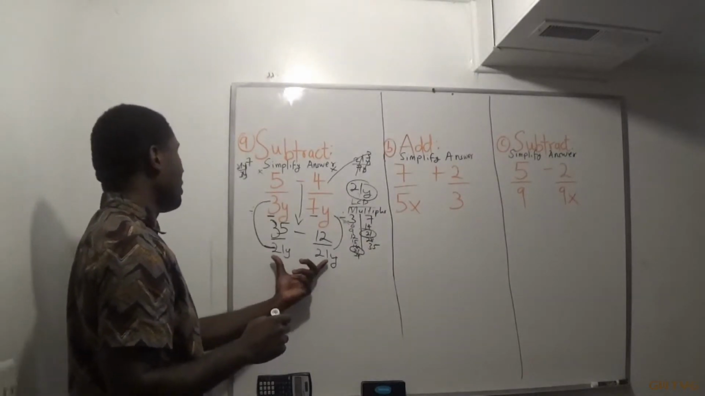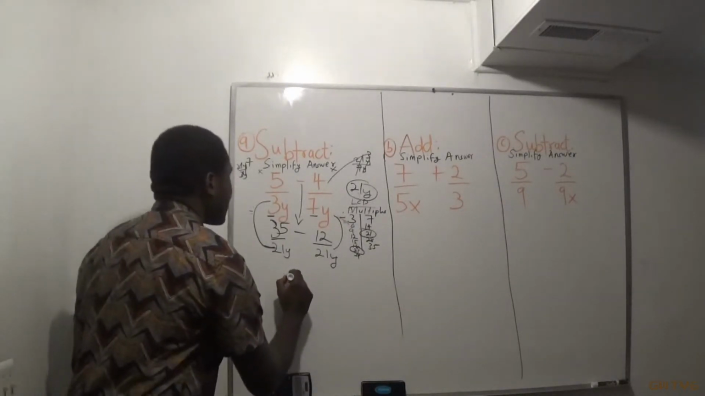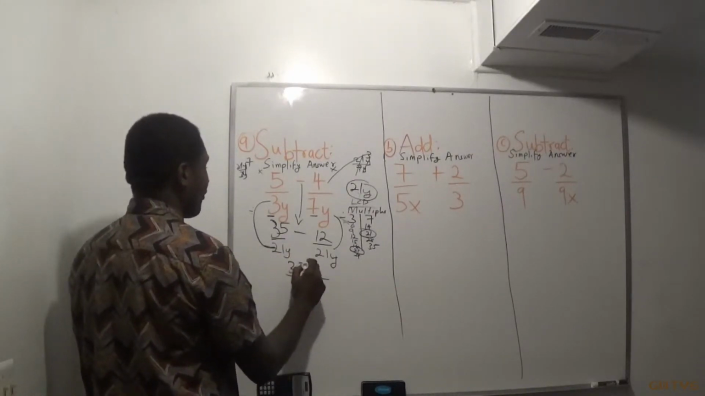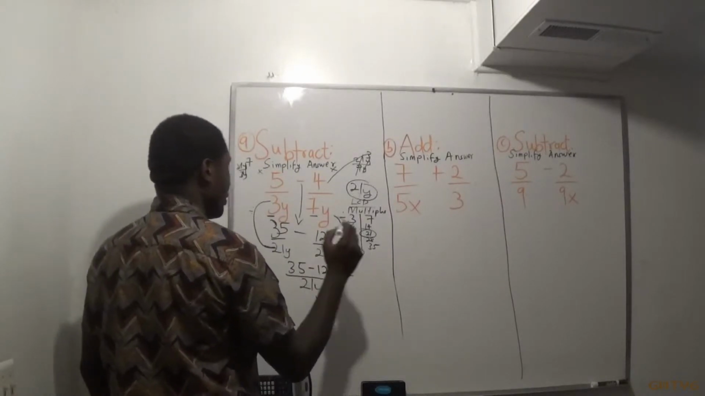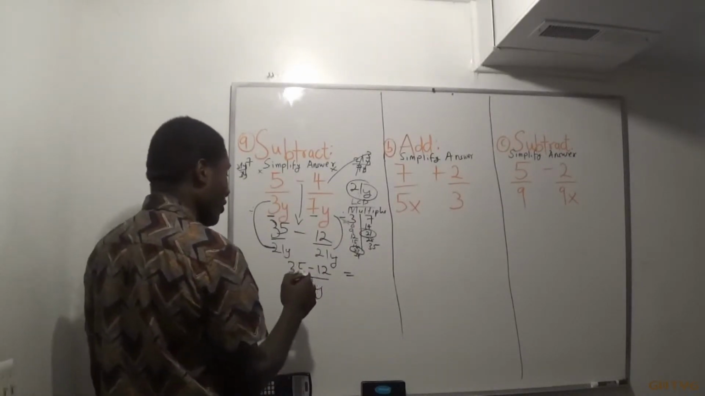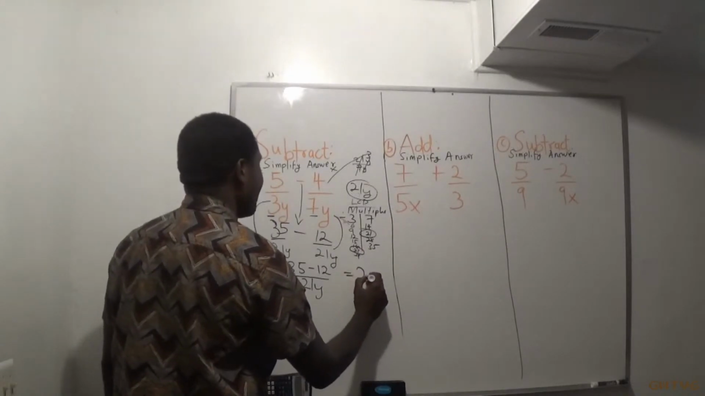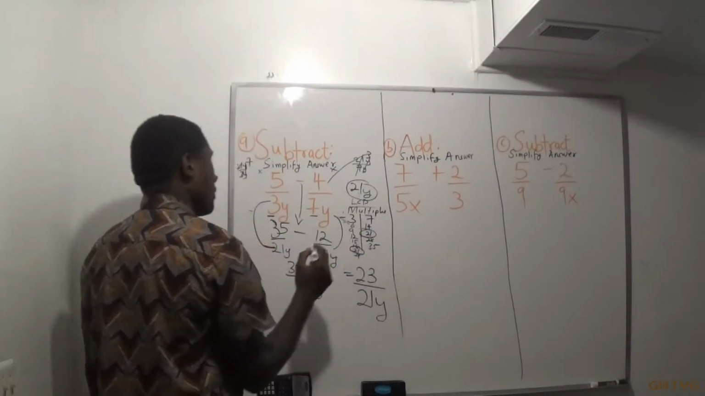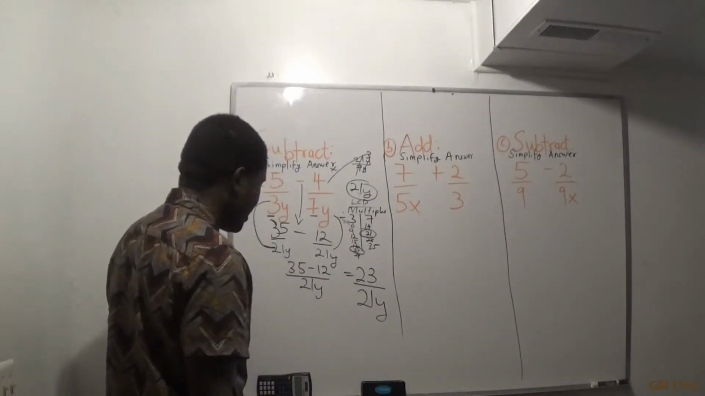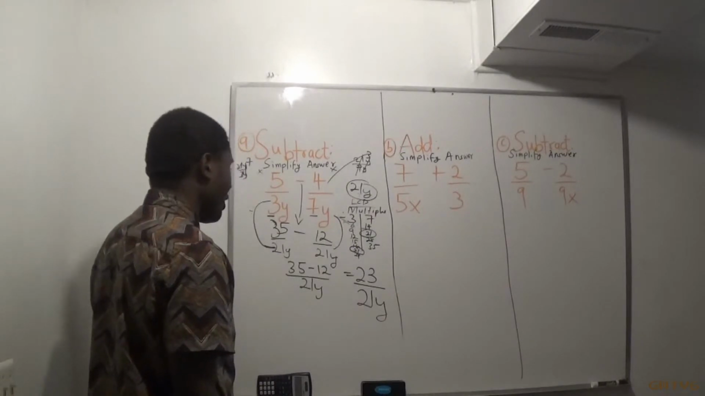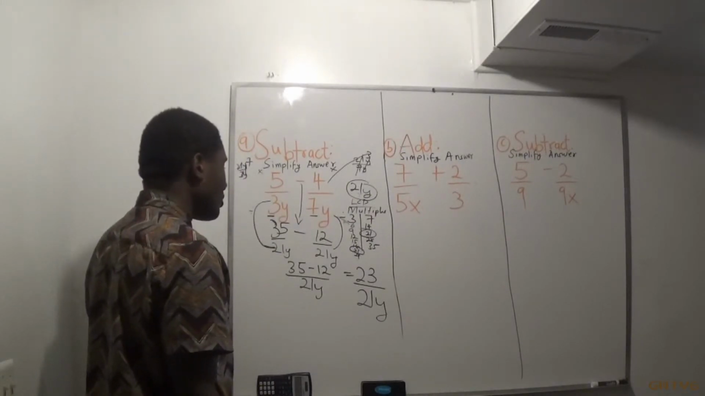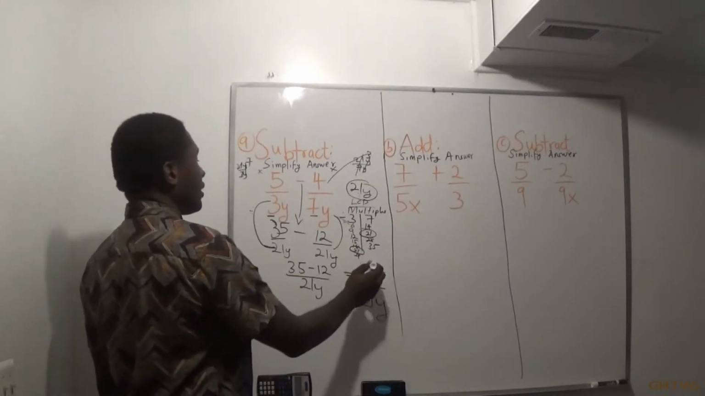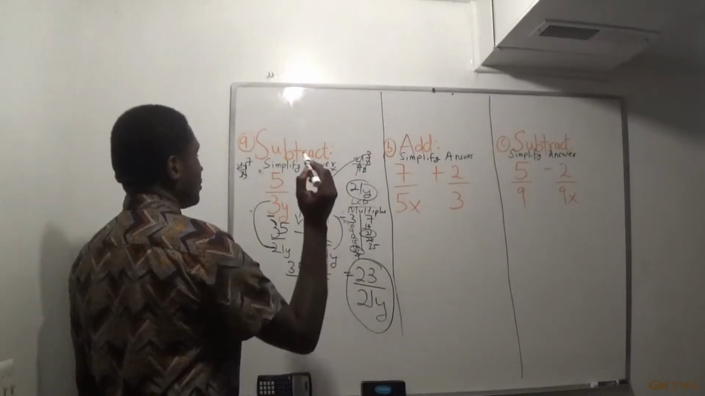So now I can see that the denominators are the same. So I can just copy one of them. And then I'll just combine the top. 35 minus 12 is 23. And then over 21y. Can I simplify this? Nah, there's no number that can divide into those two. So I will just stop right there. So that would just be my answer.